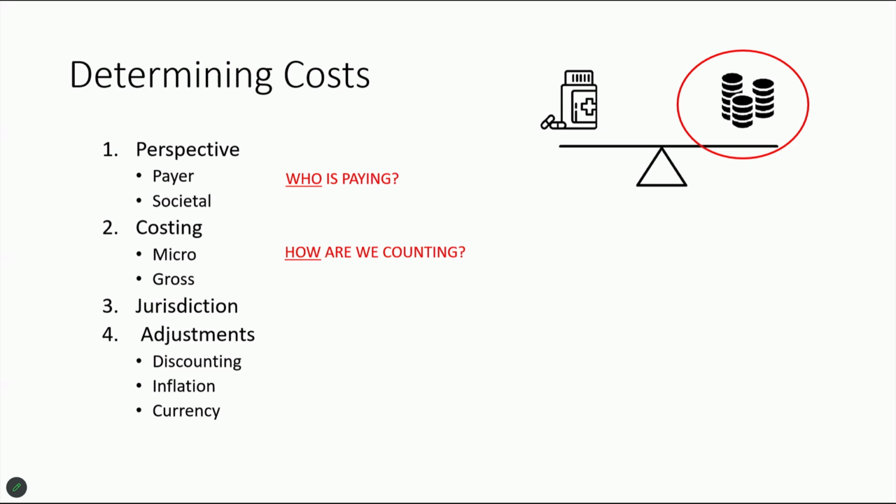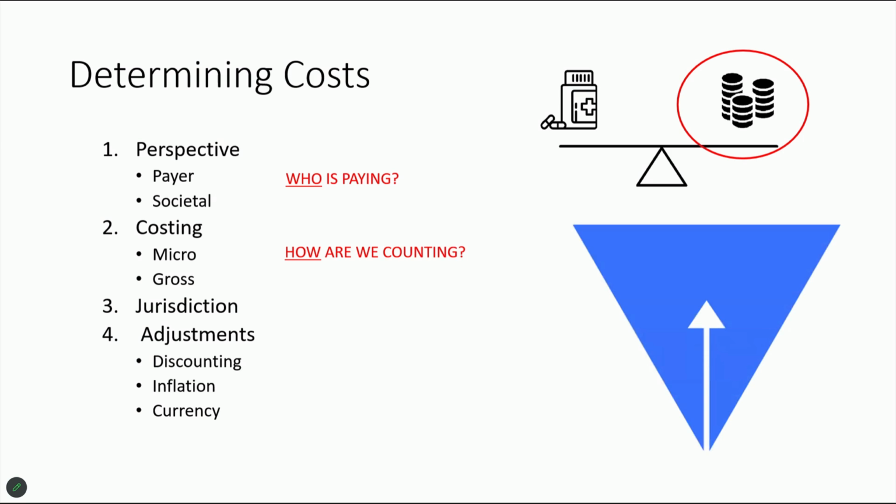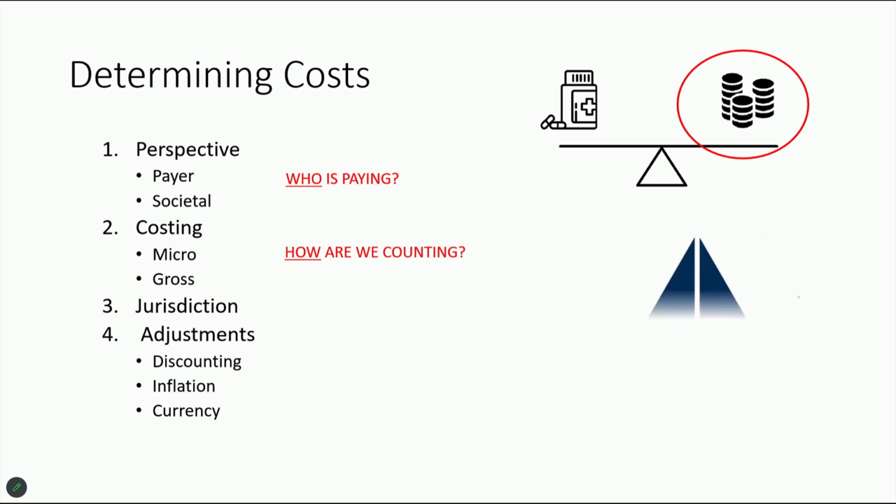Next, how are the costs being counted? There are broadly two contrasting approaches. Microcosting is the so-called bottom-up approach. All costs are fully itemized down to disposables. This is more precise and less subject to bias, but very resource intensive and often impractical in our system with poor accounting and silos of care, unless it's tied to a clinical trial.